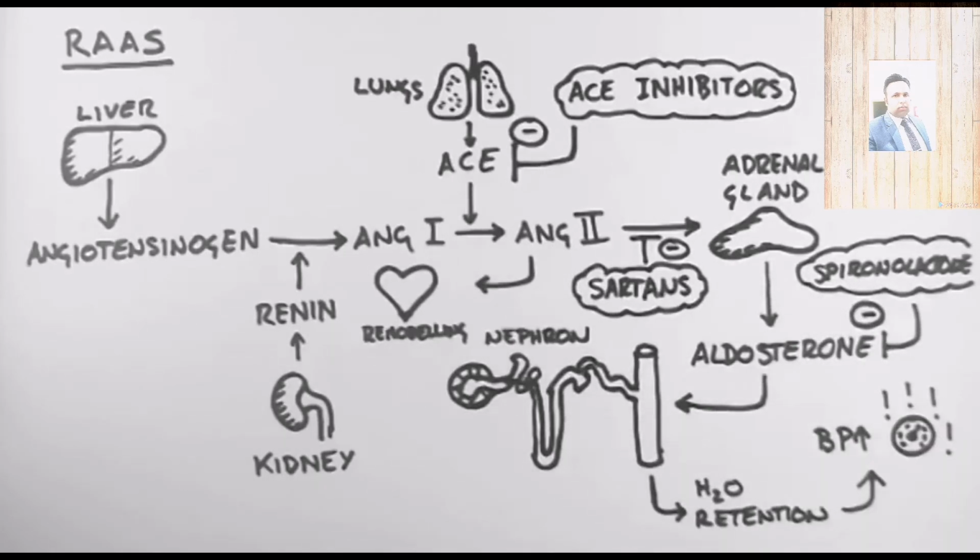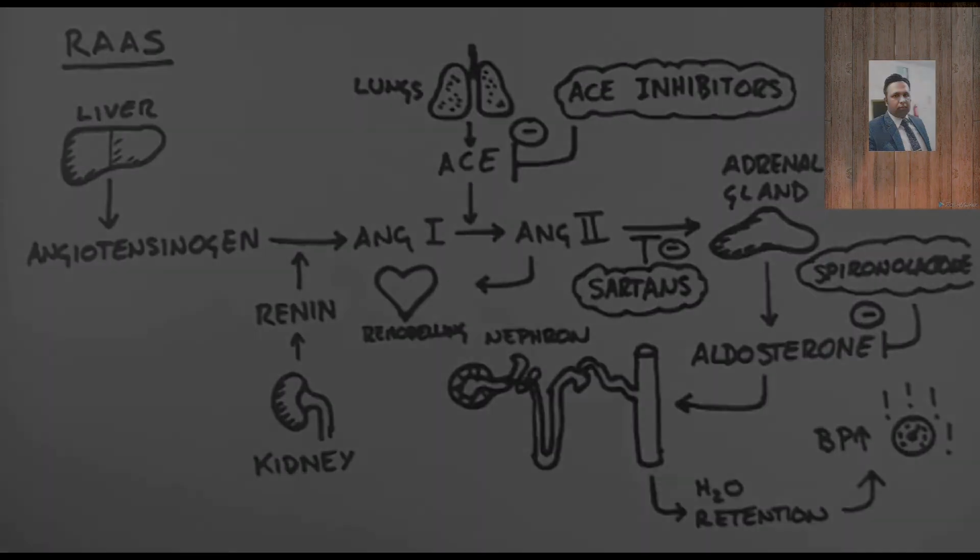It's also important to note that by blocking the action of angiotensin 2, the ACE inhibitors and the sartans can prevent the remodeling of the heart after a heart attack. So these drugs lead to a lower blood pressure and a better outcome after a heart attack. And that's an overview of the renin-angiotensin-aldosterone system.